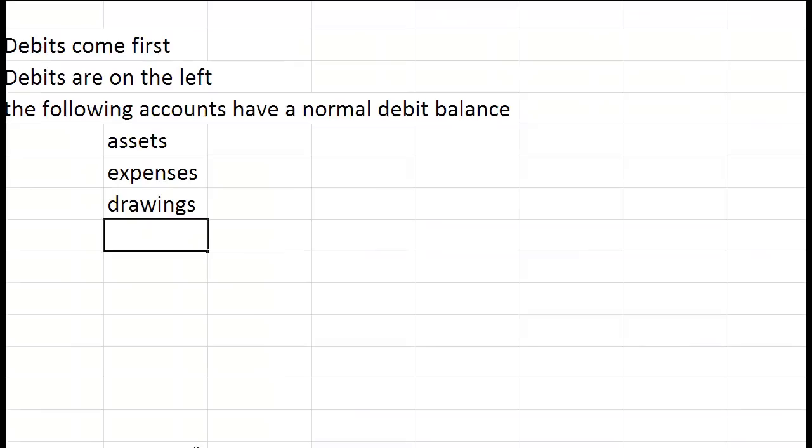And so also from this we have learned that our debits come first, our debits are on the left, and though we didn't specifically address it, we can now see that the following accounts have a normal debit balance: assets, expenses and drawings. Thank you.